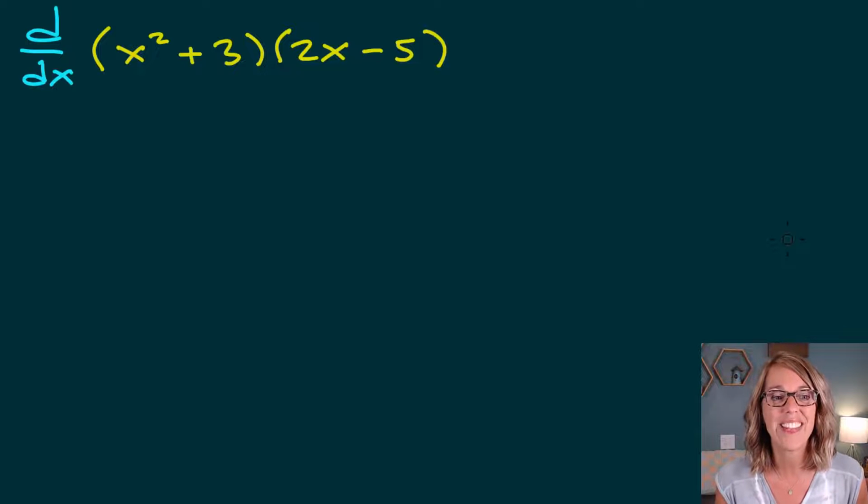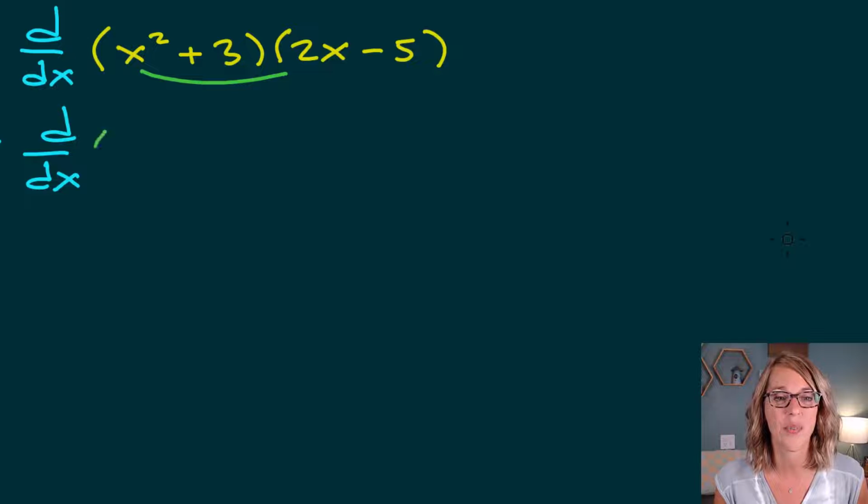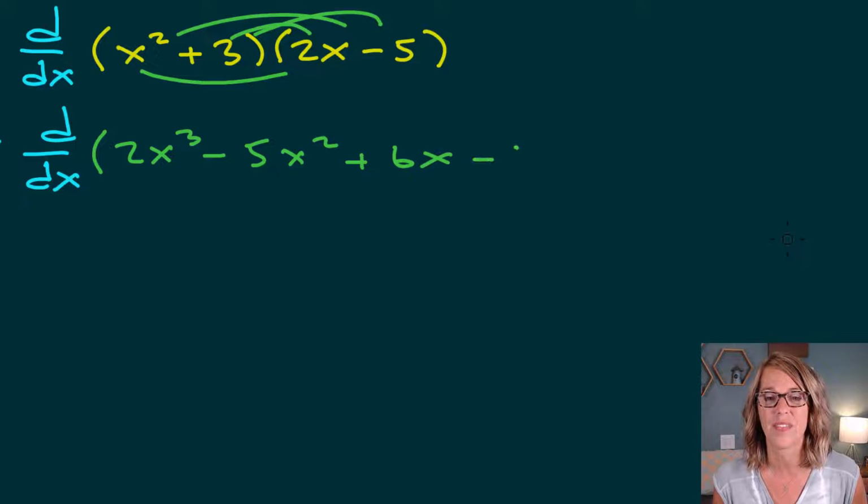So before I do anything else to this one, let me go ahead and just bring the d/dx down because I'm not ready to keep going. I am going to use FOIL. So let's go ahead and move through the FOIL. X squared times 2x, that's going to be 2x cubed. Outer is a negative 5x squared. Inner is plus 6x. And then finally, last, 3 times 5 is that minus 15.